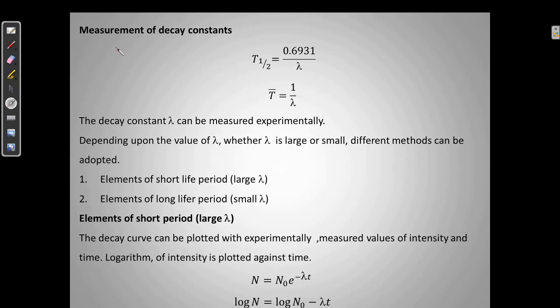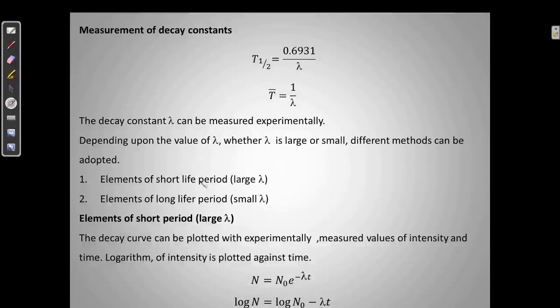So how can the decay constant be measured? We have two equations here. One is the equation for the half-life of a radioactive substance and the other is the mean life of a radioactive substance. For these two equations, to find these two quantities we should know the value of lambda. The value of lambda can be measured experimentally, and depending upon whether lambda is too large or too small, different methods can be adopted.